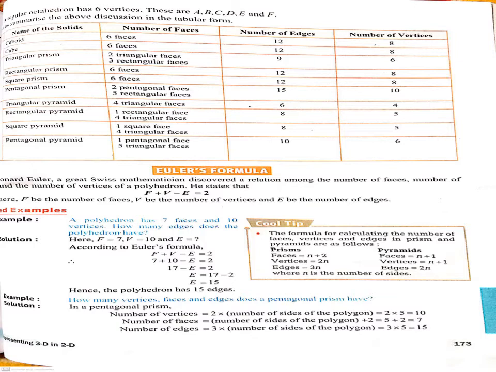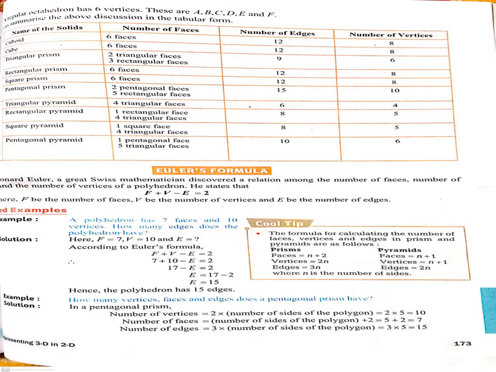A polyhedron has 7 faces and 10 vertex. How many edges does the polyhedron have? So we have 7 faces and 10 vertex. Okay. So we find how many edges. Edges we have to find. Now according to Euler's formula, f plus v minus e equal to 2. Now put the value of f and v. 7 plus 10 minus e equal to 2. So 17 minus e equal to 2. Now find the value of e. 17 minus 2 equal to 15. Hence, the polyhedron has 15 edges.